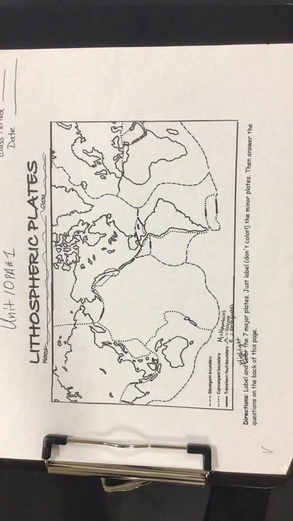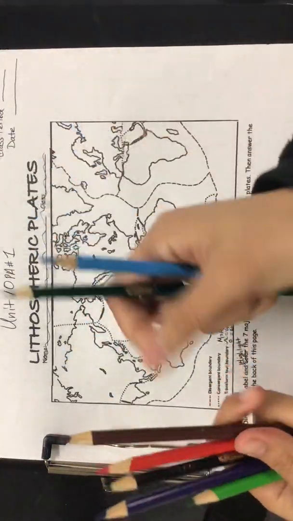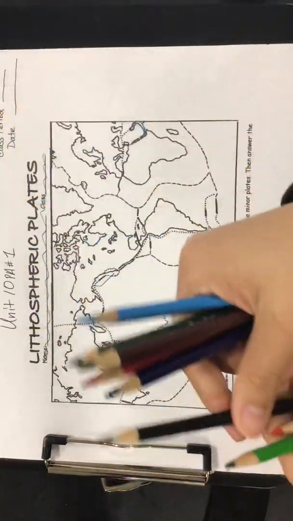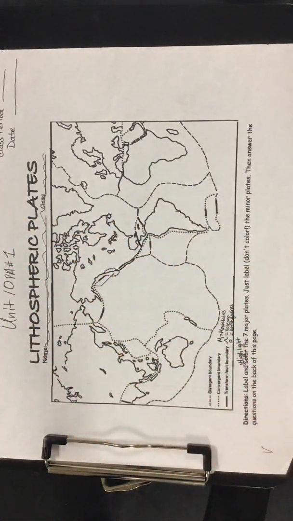So before you start, all I have is something to write with: light blue, dark green, brown, red, orange, purple, black, orange, and green. Okay, so all those colors you will need because we're going to color our map and label our major plates, all right? We do have two types of plates. So we have major plates and minor plates, okay? We're only going to label or color our major plates. We're going to label as many plates as we can on here, though, okay?